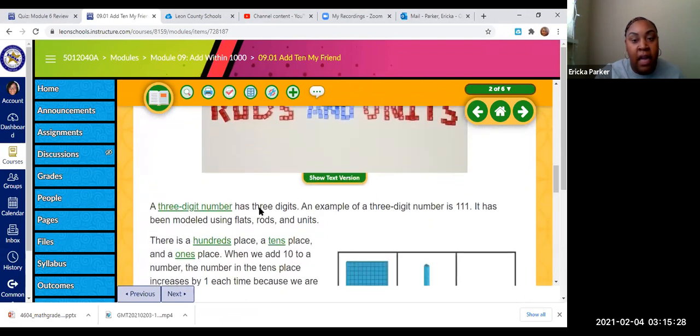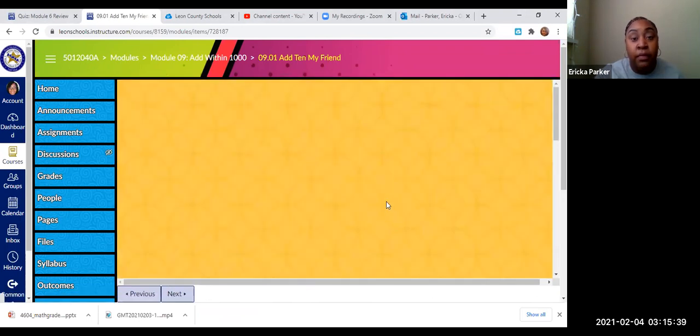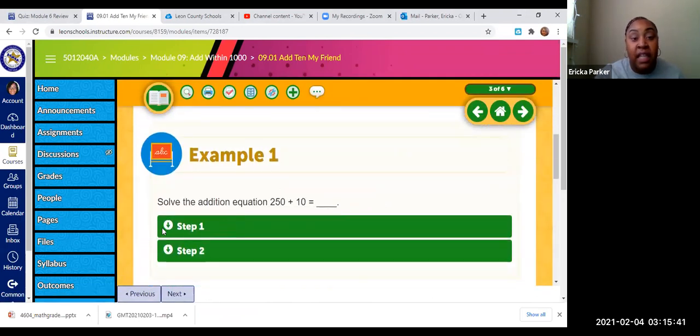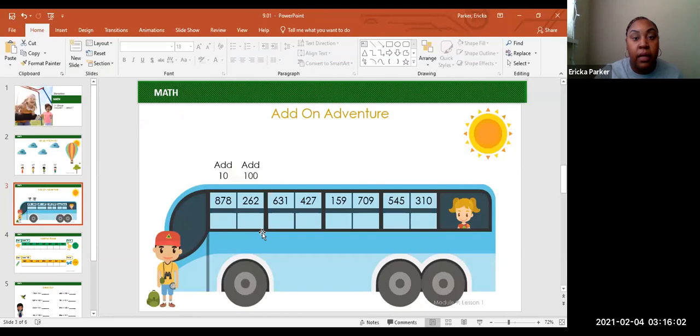Now we are doing 3-digit numbers, just talking about the hundreds, the tens, and the ones place. And I do want you to take your time and go through that because I want you to understand what they are asking you to do. They are telling you in this particular equation to add 10. So I'm going to head back over to our PowerPoint here. Let me share my screen. All right, now we're here.